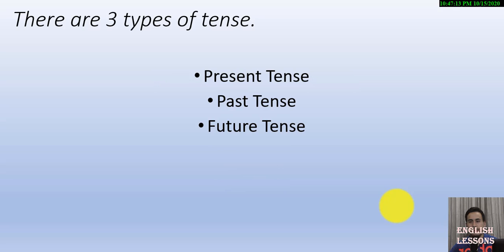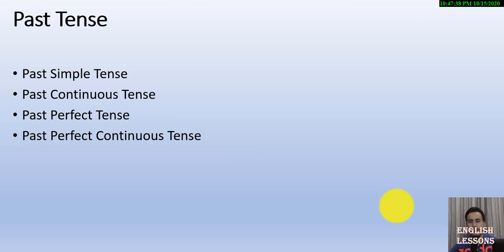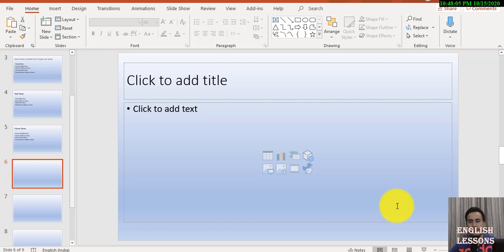So there are three types of tenses: present tense, past tense, and future tense. Each tense is divided into four sub tenses. For example, in present tense we have simple present tense, present continuous tense, present perfect tense, present perfect continuous tense. And likewise, past tense: simple past tense, past continuous tense, past perfect tense, past perfect continuous tense. And in future tense we talk about future indefinite tense, future continuous tense, future perfect tense, and future perfect continuous tense.